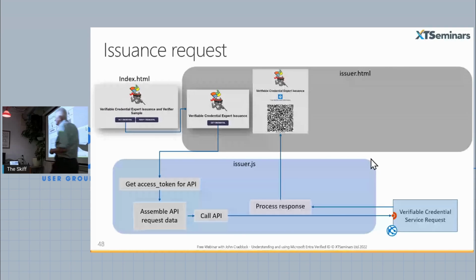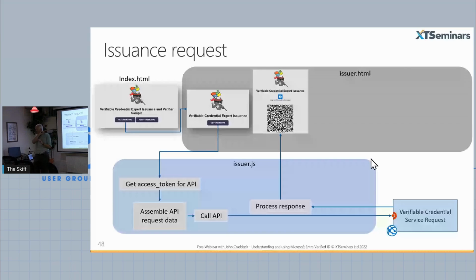And one of the things it can respond with is a URL, because basically that QR code is just a URL. This is where the authenticator needs to go. So if you're doing the whole thing on your phone, you don't need a QR code. What you need is a deep link. So that would be the deep link that it returns.